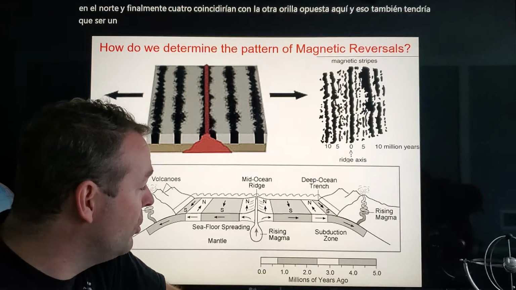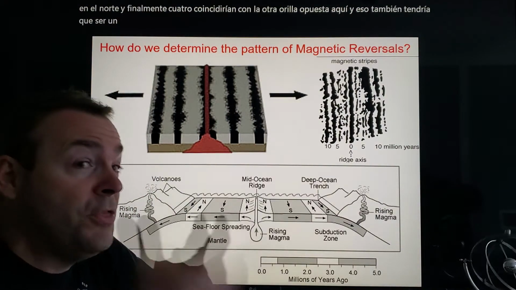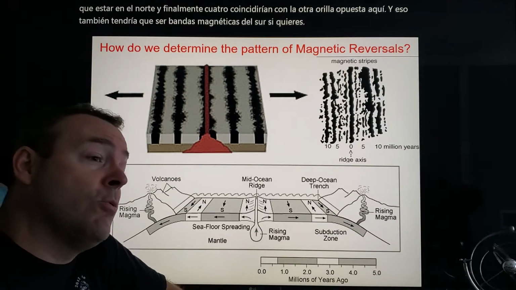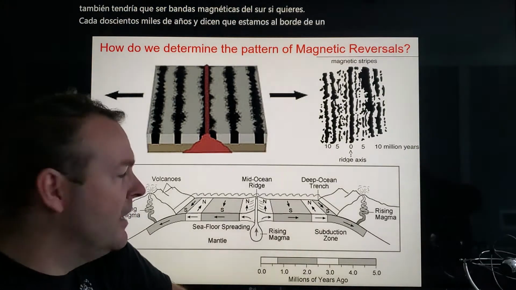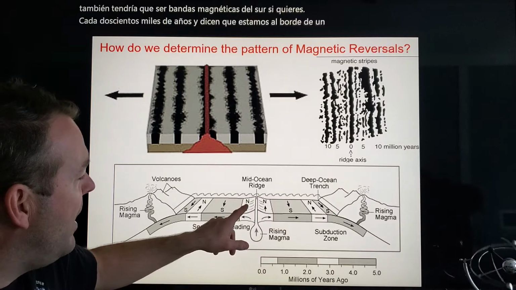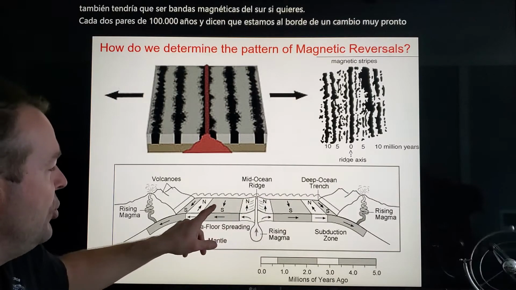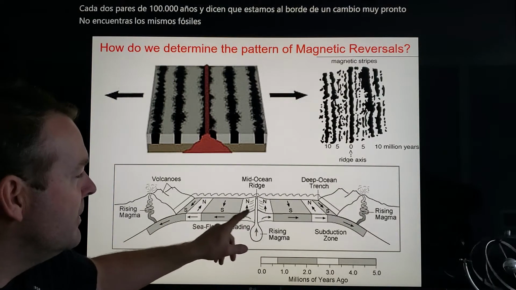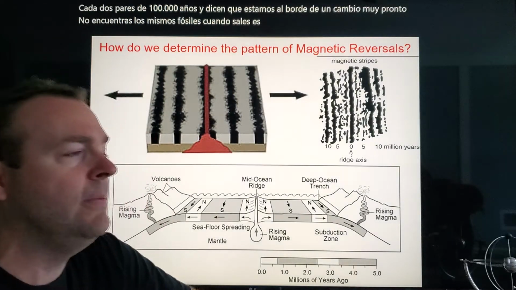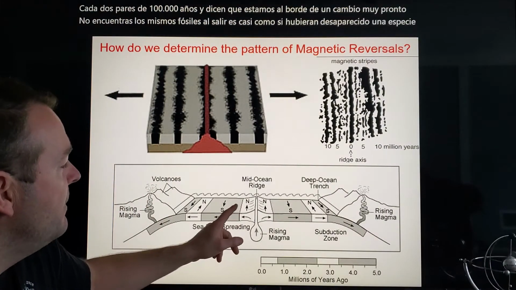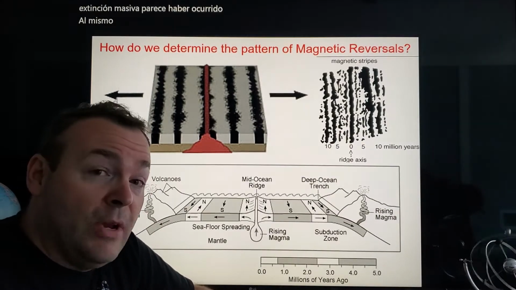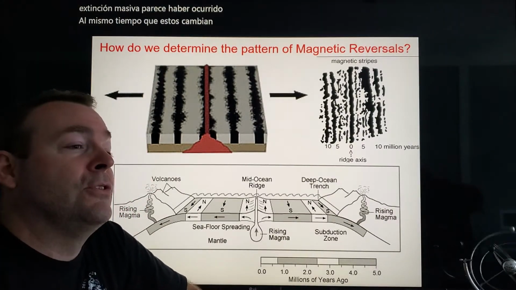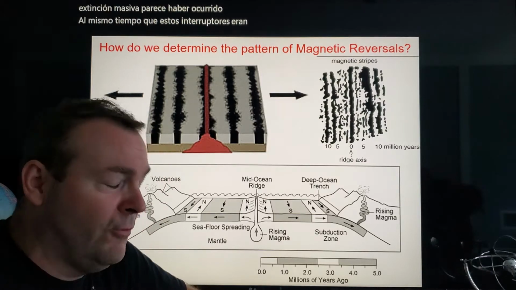They seem to alternate every couple 100,000 years, and they say we're on the brink of a switch pretty soon. The interesting thing is that you don't find the same fossils as you go out. It's almost like they disappeared. Some kind of a mass extinction seems to have happened at the same time as these switches. Humans were never around for a magnetic reversal, so it'll be interesting. I don't think we're going to go extinct from that.